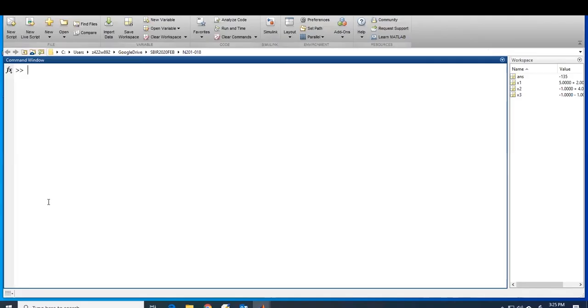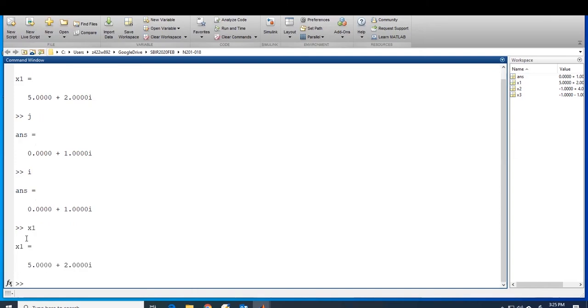Next, let's illustrate the MATLAB commands. x1 equals 5 plus 2j. So in MATLAB, j and i are the same thing. It's the unit of the imaginary part. In MATLAB, if we do not define j or i, MATLAB defines j and i as the square root of minus 1 by default. x1 equals 5 plus 2i.